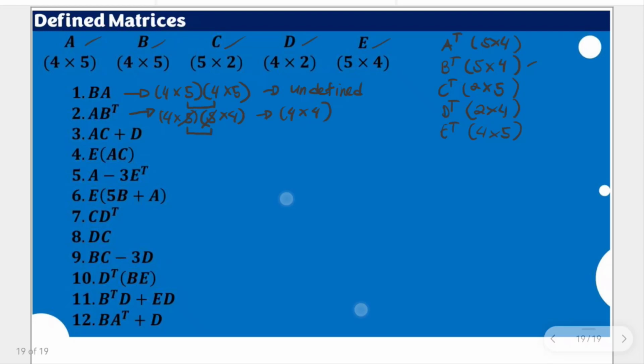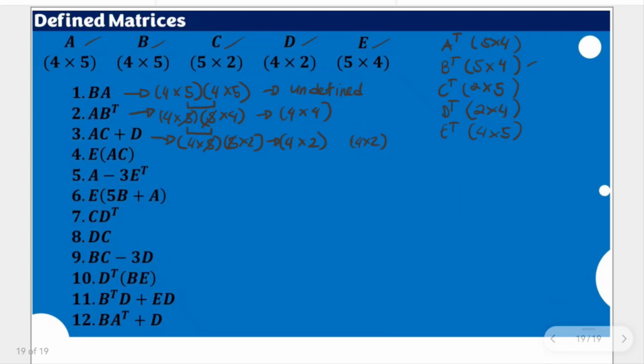Next, for AC plus D. A is 4 by 5 and your C is 5 by 2. So their product is defined as 4 by 2. Okay? We're not yet done. This is just the product of A and C, but we are going to add it to D. D is 4 by 2 as well.